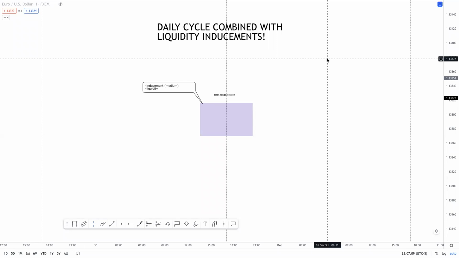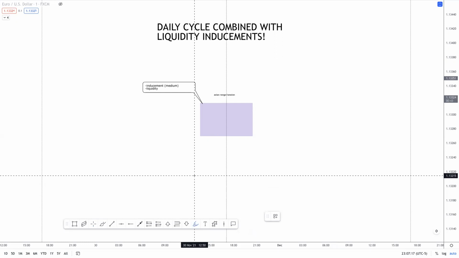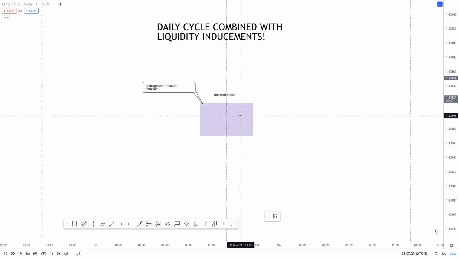Now, to get right into the video, just to keep it short, what is the daily cycle? The daily cycle and the anatomy of the daily cycle is fairly simple. It is basically using time as a confluence, right? And I will mention this over and over again that time is very important when it comes to trading. Whether you're trading the London session, the New York session, or even Frankfurt, you have to understand what is going on during those sessions from a time confluence point of view.